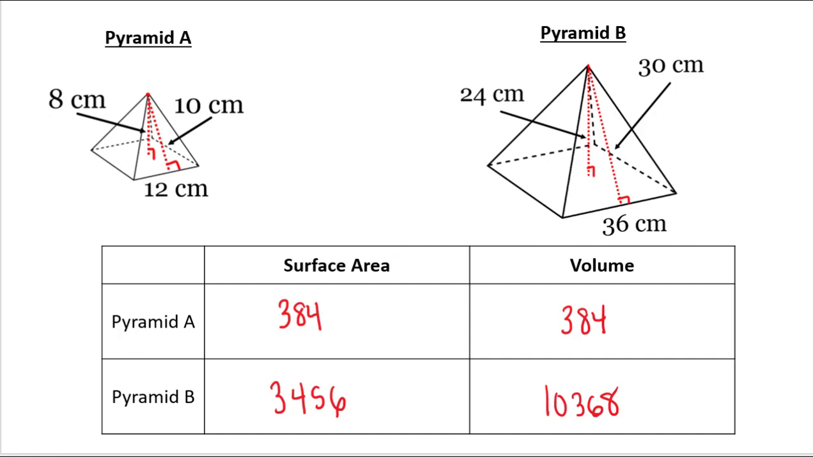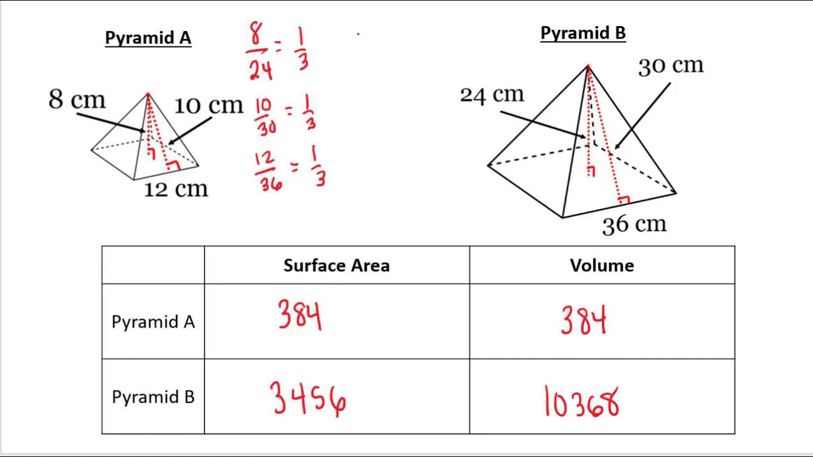Let's look at these. What's so special about these? Let's look at 8 is to 24. Well, 8 divided by 24 reduces to 1/3. Let's look at another side. 10 is to 30. That also reduces to 1/3. 12 is to 36. That reduces to 1/3. So these are similar with our scale factor being 1/3.